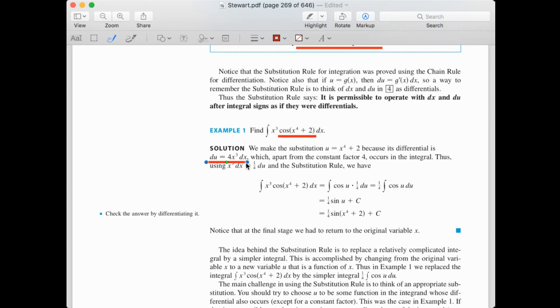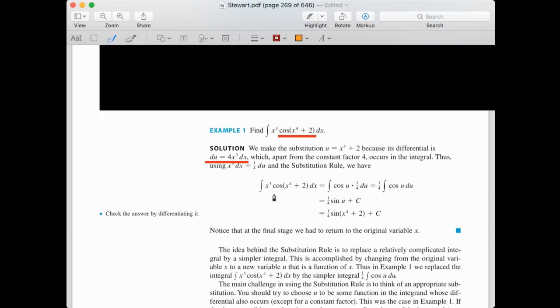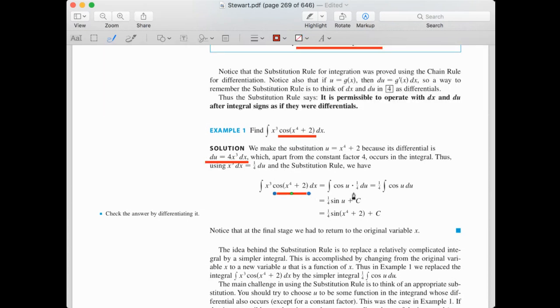So now let's do a substitution. We substitute x raised to the 4 plus 2 with u, so we write cosine of x to the 4 plus 2 as cosine u. Now we need to figure out the rest. du equals 4x cubed dx. We check the integrand: we have x cubed, we have dx. What's missing? We're missing this 4, right? So let's divide by 4 on both sides. Then we get x cubed dx equals du divided by 4. So we substitute x cubed dx with du divided by 4.